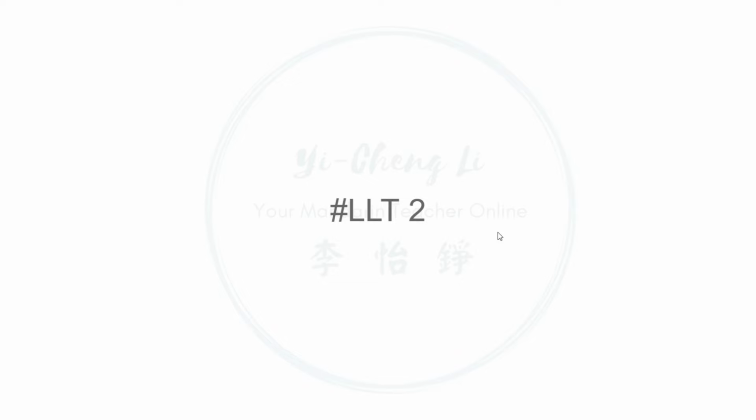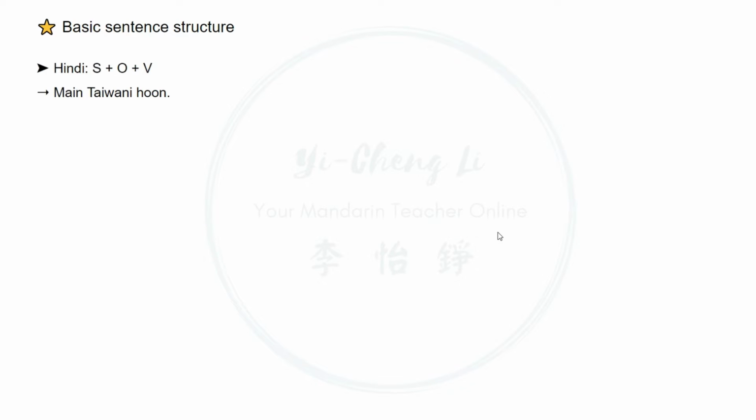Okay, so for LLT 2, today we're going to focus on the basic sentence structure of your target language. Here, I want to emphasize just the basic one. For example, if there's a subject, a verb, and an object, what is the order of those three? Which one goes first? Which one is second? Which one at the end? For example, in Hindi, it's subject, object, verb.